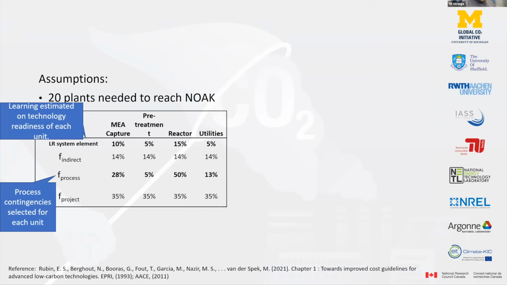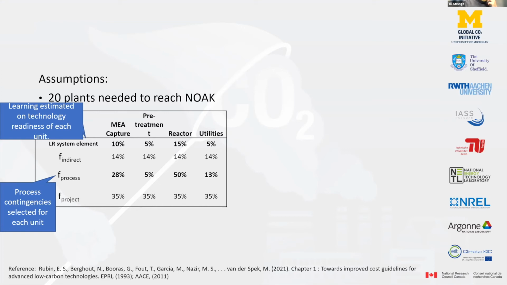But what you also heard in the literature review section of this presentation is that it's always better to do these estimations based on each individual component. So that's what we did in the next step. We looked at all of our different units and selected estimated learning rates depending on the technology readiness of each unit. So we assumed that something that is less ready will have higher learning than something that has a higher technology readiness level.